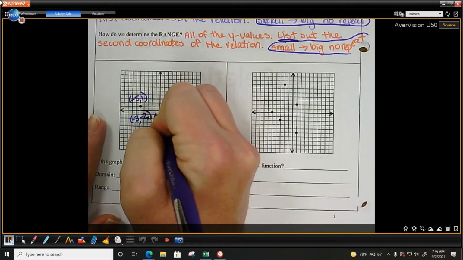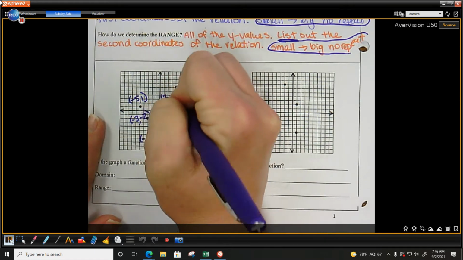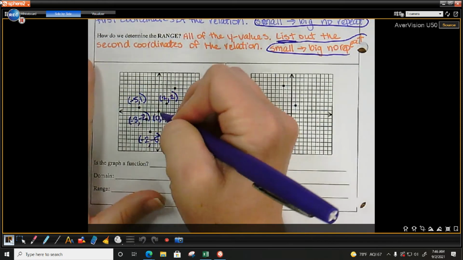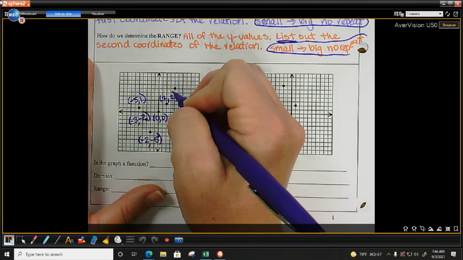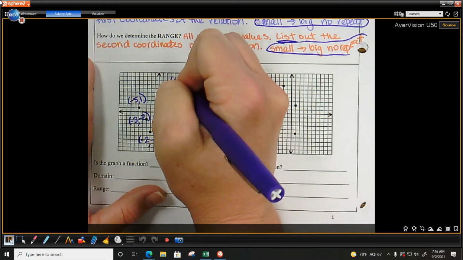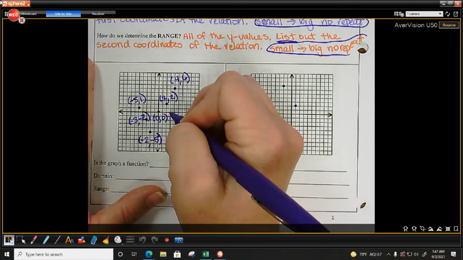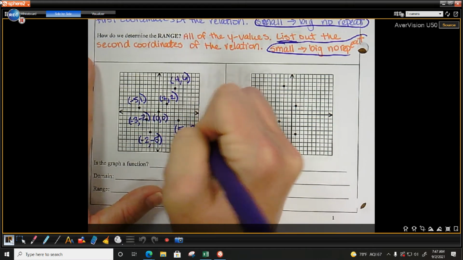0 what? That's the origin, 0, 0. Okay? Then go right 2, up 2. So this is 2, 2. 1, 2, 3, 4 to the right. 1, 2, 3, 4, 5, 6 up. So 4, 6. 1, 2, 3, 4, 5 to the right. And 2 down. So 5, negative 2.